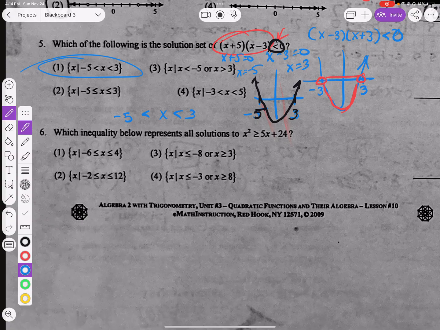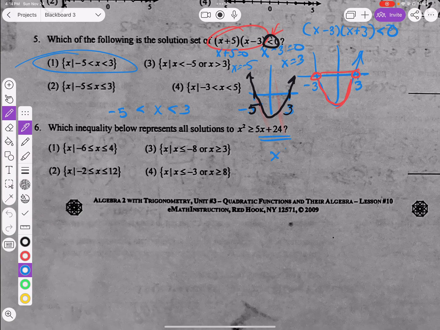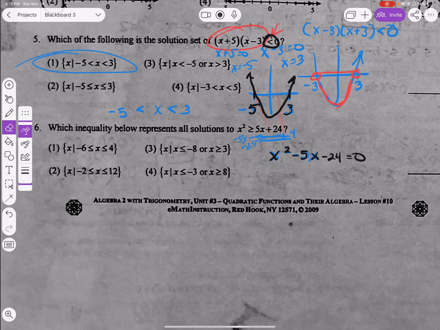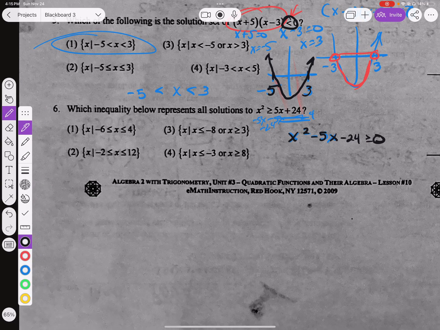Another inequality solution set. Notice this one doesn't equal 0, and you just always want to get it equal to 0. So I subtract the 5x from both sides. I subtract the 24 from both sides. It's hard to read that, but I get x squared, the 5x would now be negative on the left, and the 24 would be negative. Oops, and I want to be greater than or equal to 0 at that point.